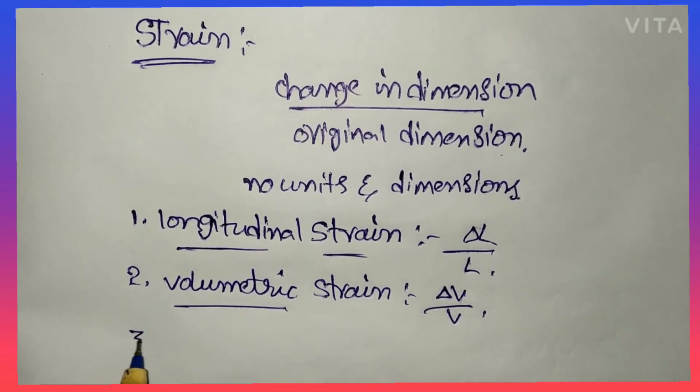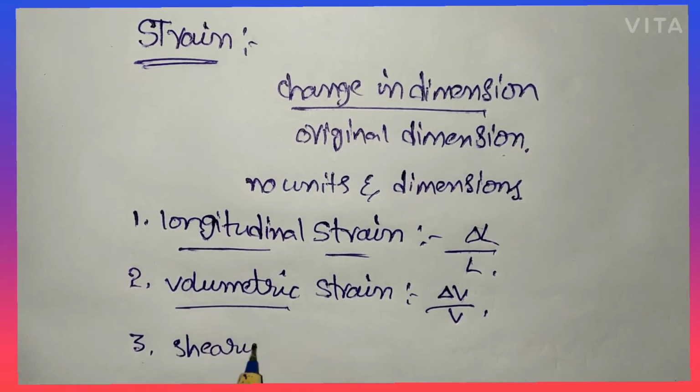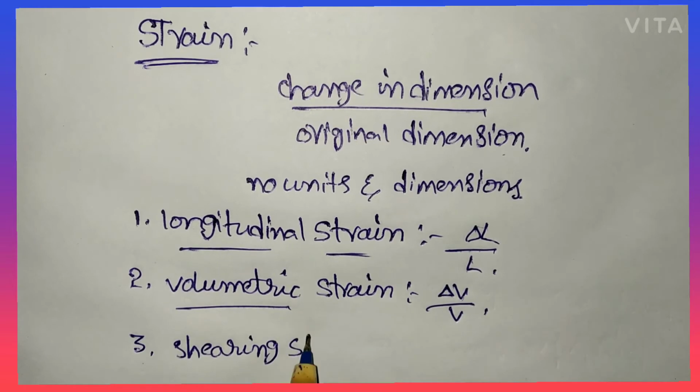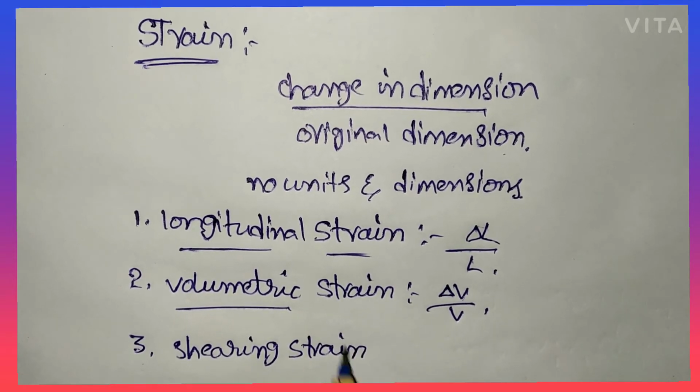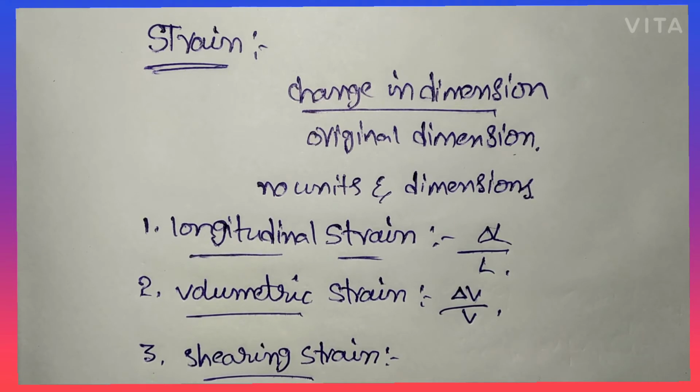The third one is shearing strain. Shearing strain is the angle by which it is displaced. That increment is known as tan theta. Here theta is the angle of inclination. Tan theta is known as shearing strain. See, suppose the object here.